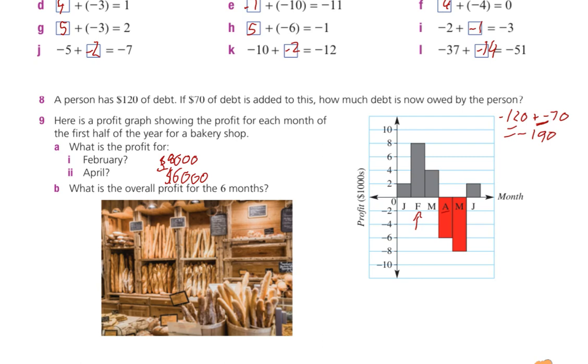What's the overall profit for the first 6 months? So up 2 plus another 8, that's up 10, plus another 4, that's up 14, plus another 2, that's up 16. But we lose 6, we lose 8, we lose 14. So up 16. If you're up 16 but down 14, that will end up meaning that you're up 2 in total. So overall profit is $2,000.